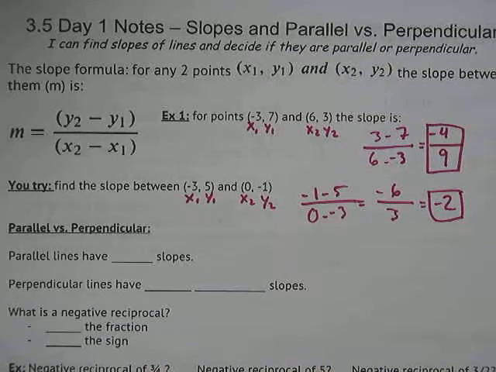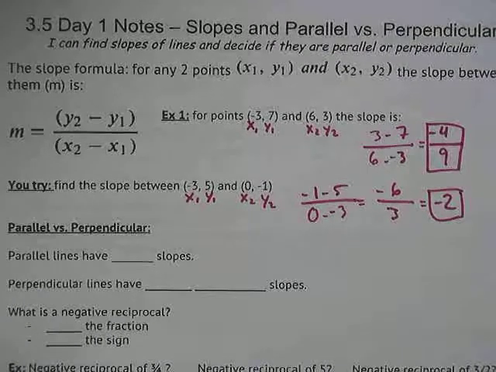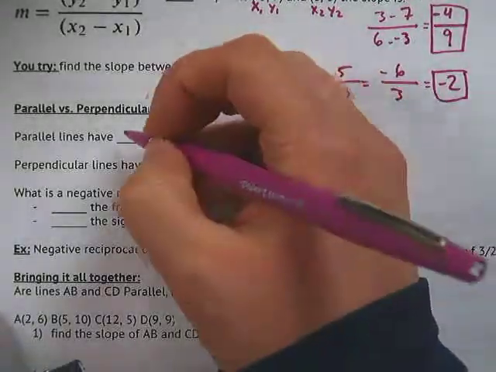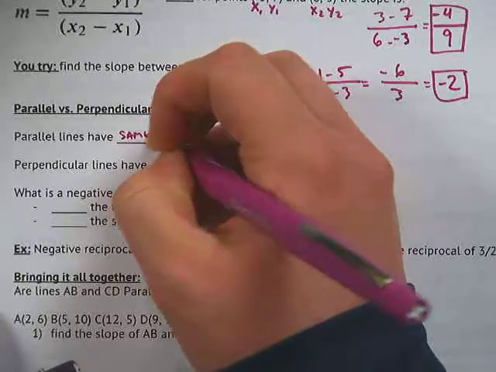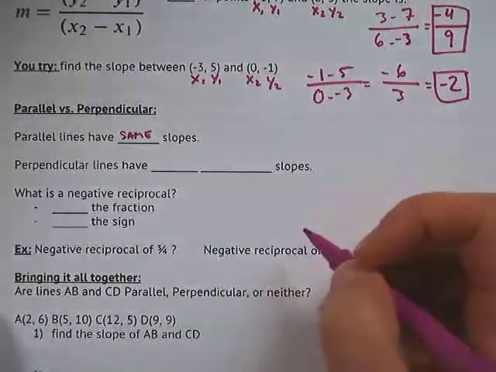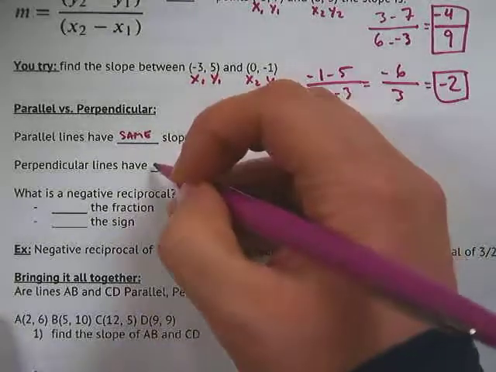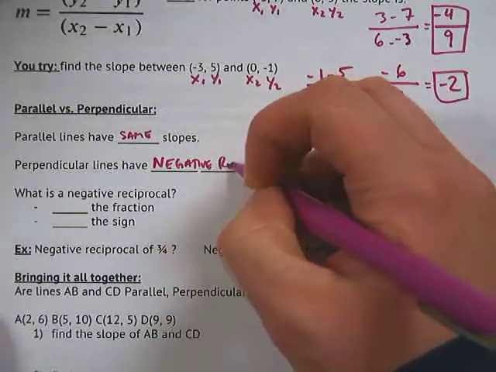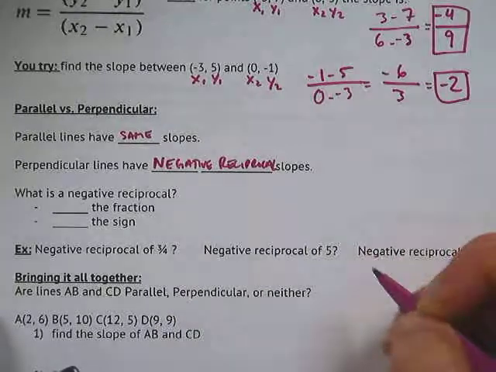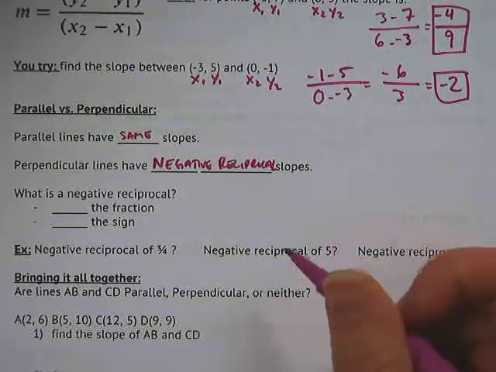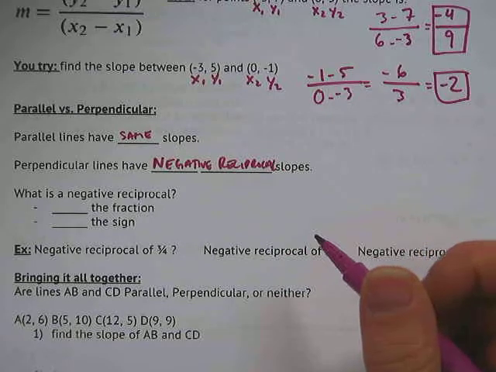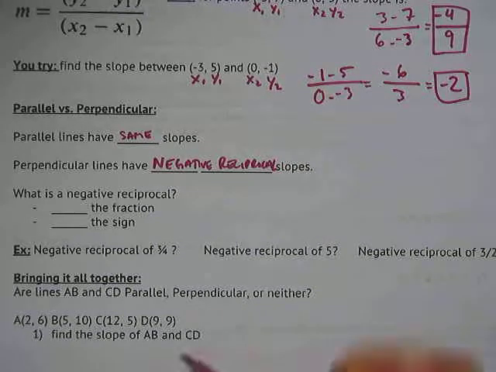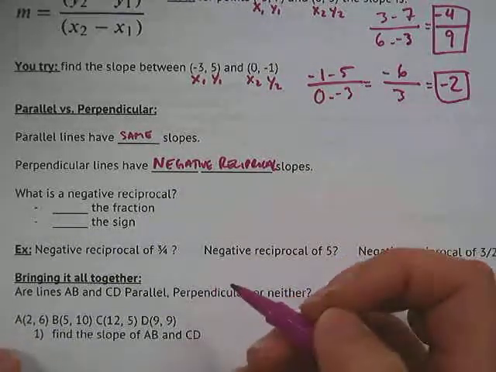Okay, so now that we've refreshed our memories on finding a slope, we want to talk about what happens when they're parallel versus perpendicular slopes. So for parallel lines, if 2 lines are parallel, they have the same slope. And then perpendicular lines have negative reciprocal slopes. Negative reciprocal slopes. So the parallel line one is easy enough, but negative reciprocal is something that's a little bit different than we've seen before.